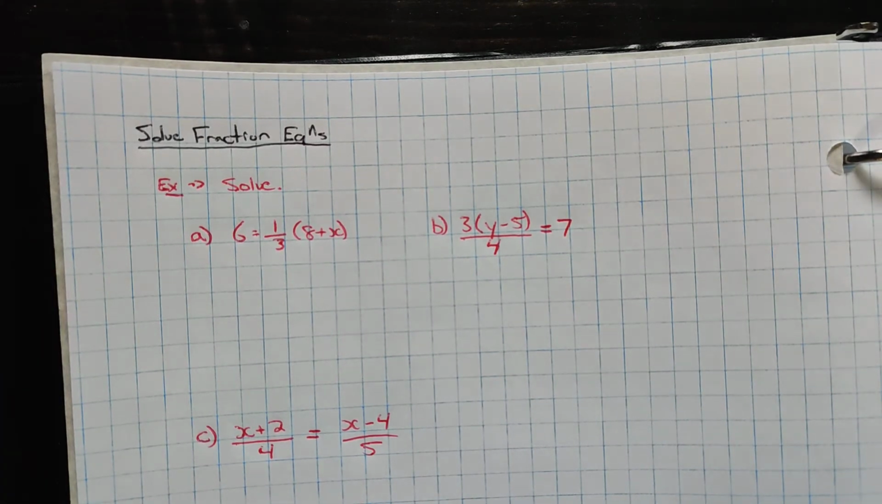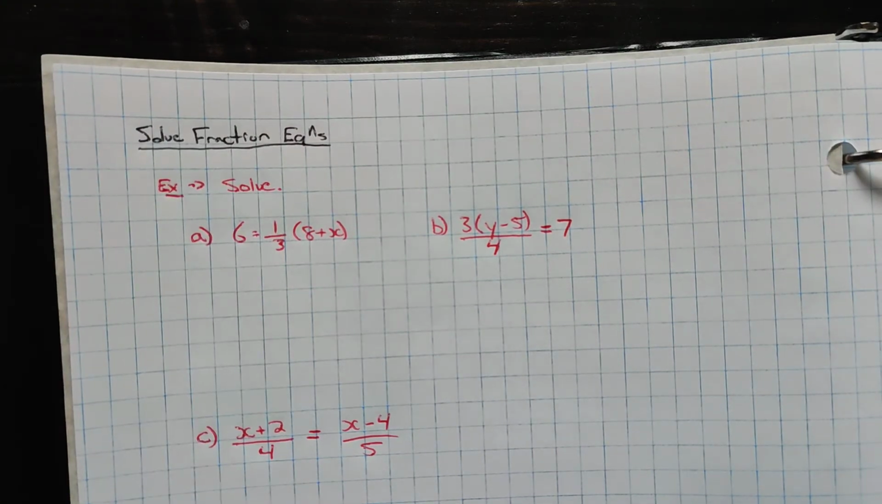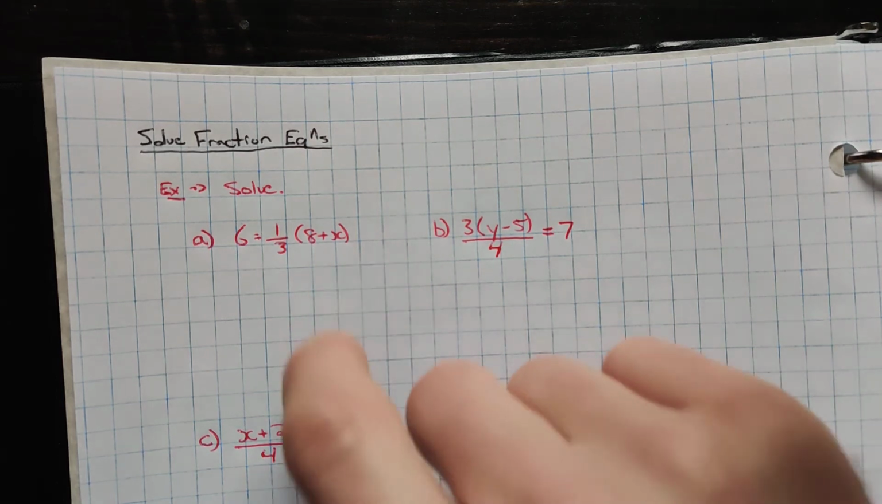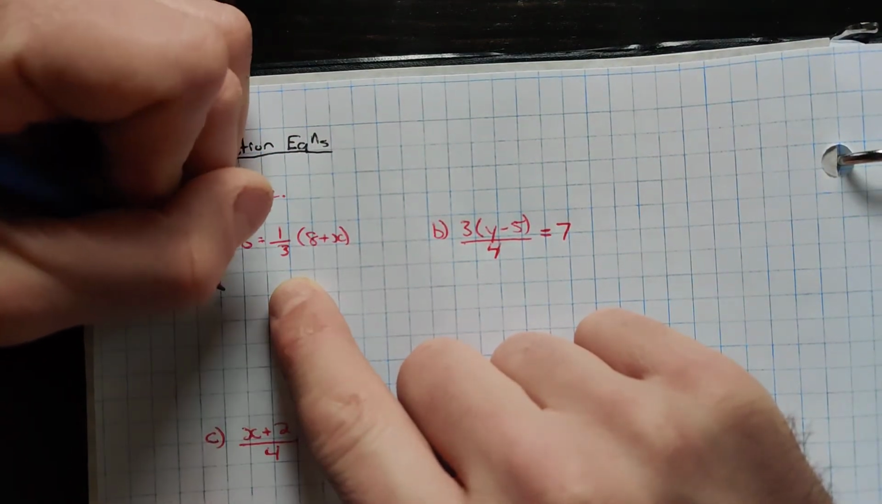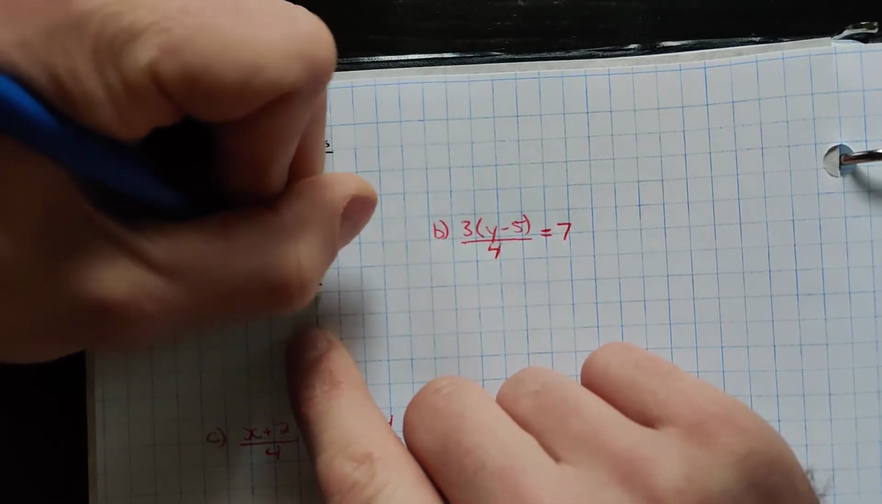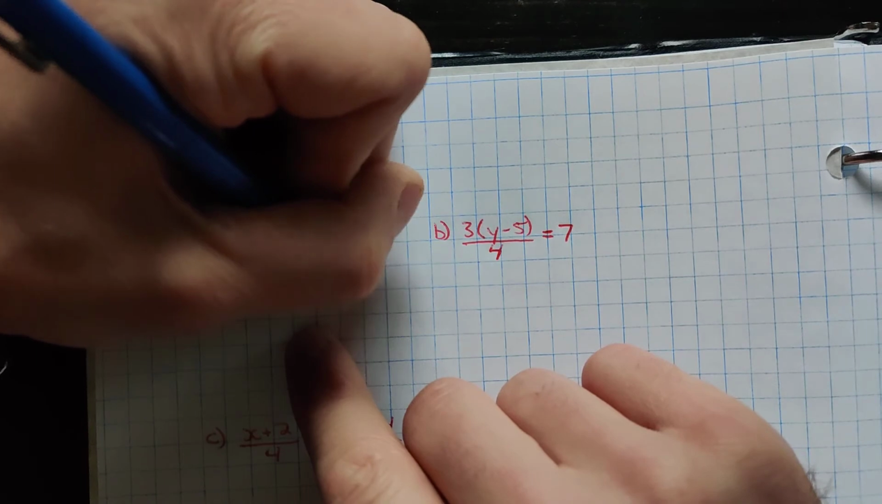So in the first case here, we've got 6 equals 1/3 times 8 plus x. I can get rid of this fraction by either expanding, or, since it is 1/3, I could just multiply by 3 to get rid of it. If I multiply a third by 3, it becomes 1, and it will be negated. So I'm going to multiply both sides by 3. 6 times 3 equals 1/3 times 8 plus x times 3.